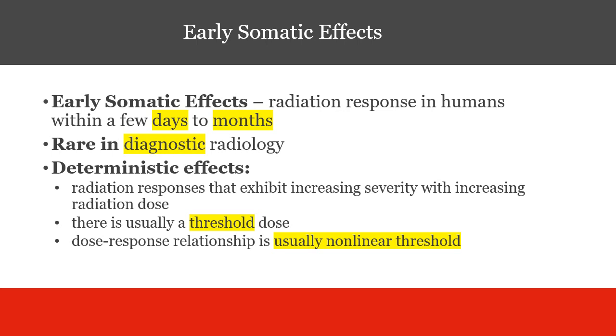Deterministic effects are what they're usually called, but these are effects that exhibit increasing severity with increasing radiation dose. An example would be erythema, which has a threshold dose of 2 gray. It takes at least 2 gray to cause erythema. The effect is going to be higher, or going to have more redness, if there is a higher dose, such as 3 gray. And I'll give an example shortly. The dose-response relationship, therefore, is usually nonlinear threshold for deterministic effects.